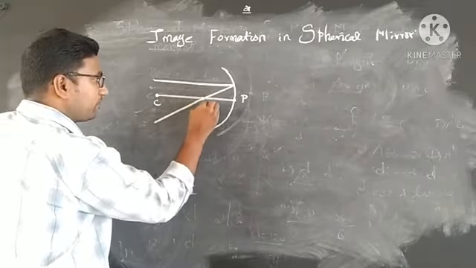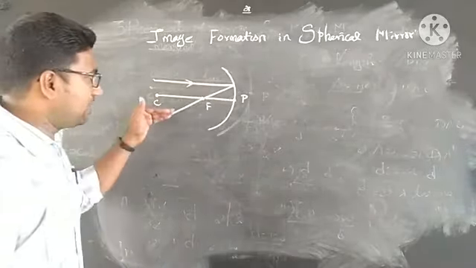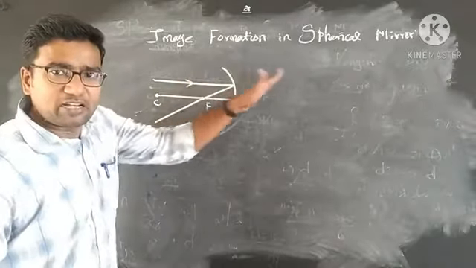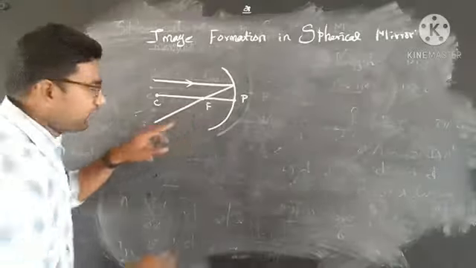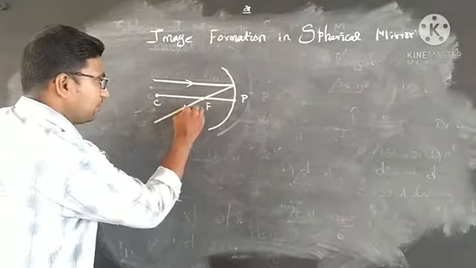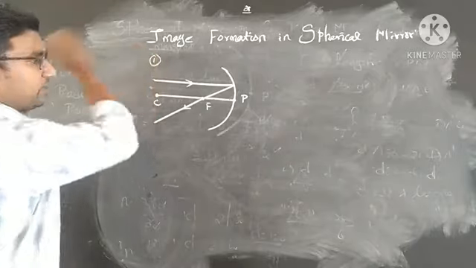Very important: you allow the incident ray parallel to the principal axis, and it is reflected through the point of principal focus, that is the focus point. This is the first case.